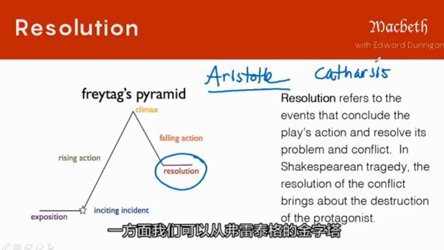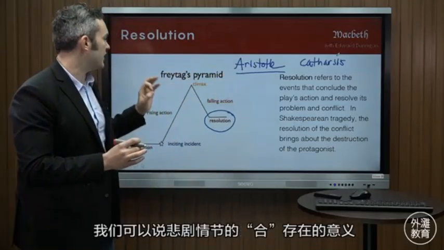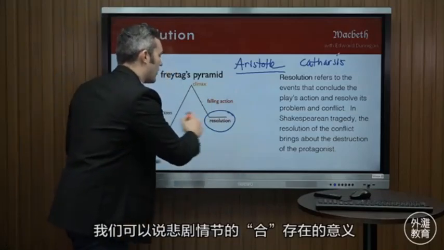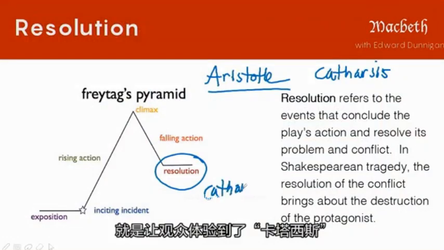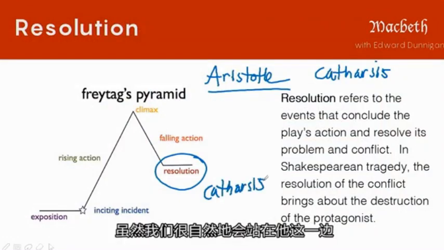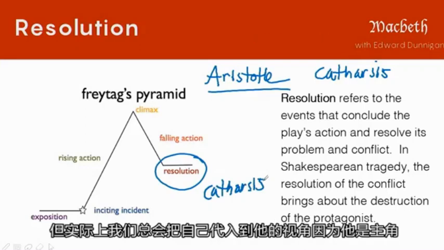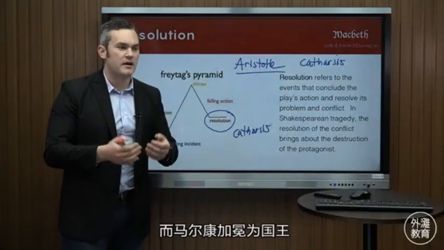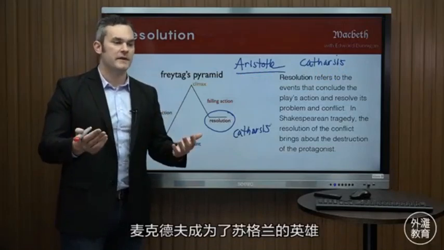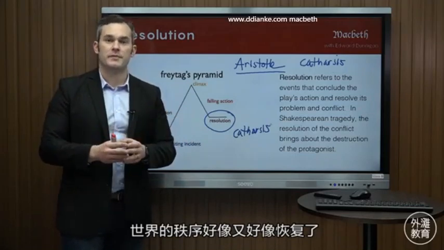So one way that we can recognize what resolution is in Freytag's pyramid is we can think about the Aristotelian definition of tragedy, and we can say that the resolution of all of the play's action in a tragedy is going to result in catharsis for the audience. Even though naturally we kind of root for Macbeth, right? We know he's a bad guy, but naturally we see things from his perspective because he's the protagonist. When he's finally dead and Lady Macbeth is dead and Malcolm is crowned the king and Macduff is made the hero of Scotland, it feels like everything is as it should be.